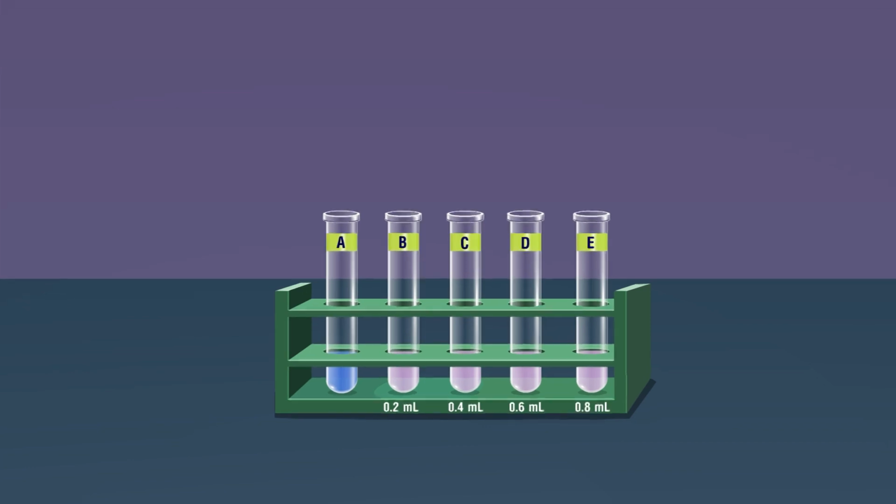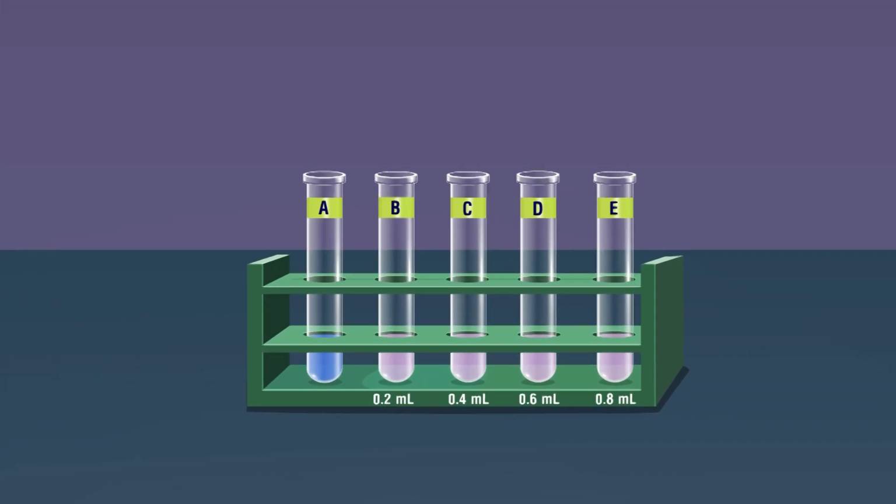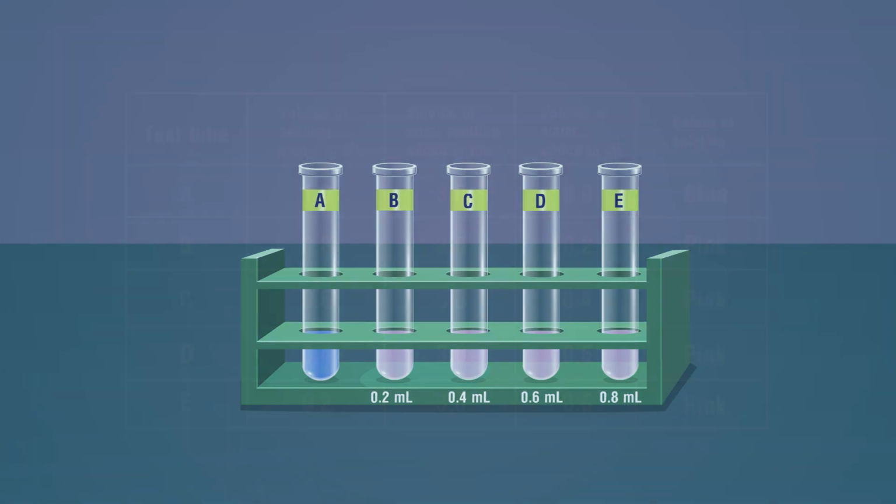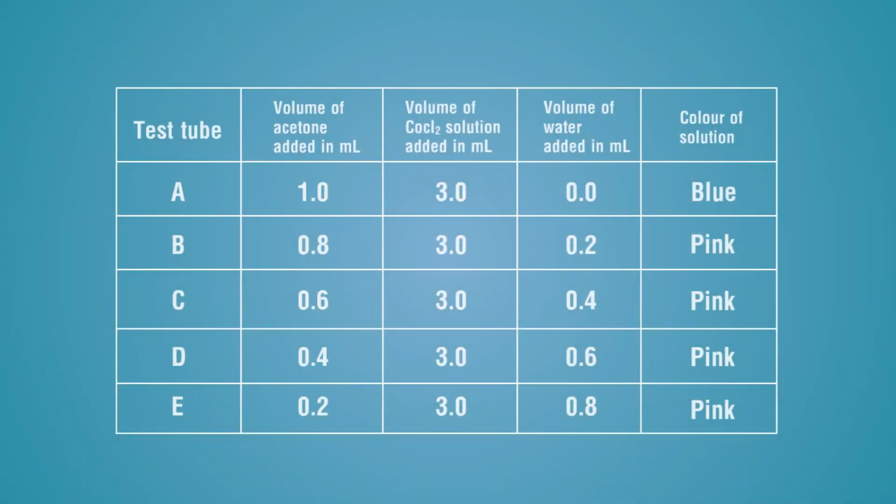Now compare the intensity of the colors in the test tubes B, C, D and E with the blue color in test tube A, taken as the reference test tube. Record the observation in tabular form.